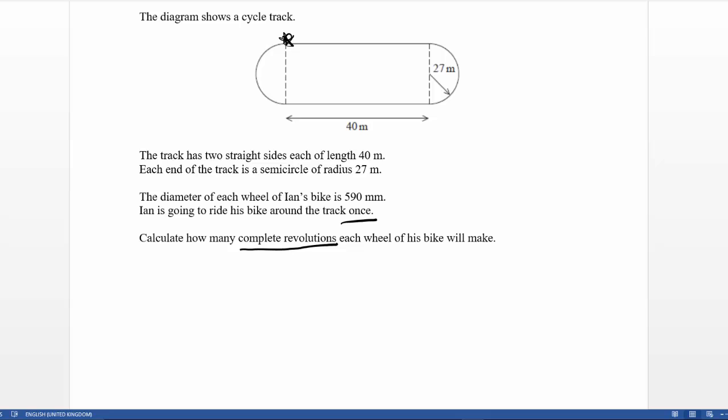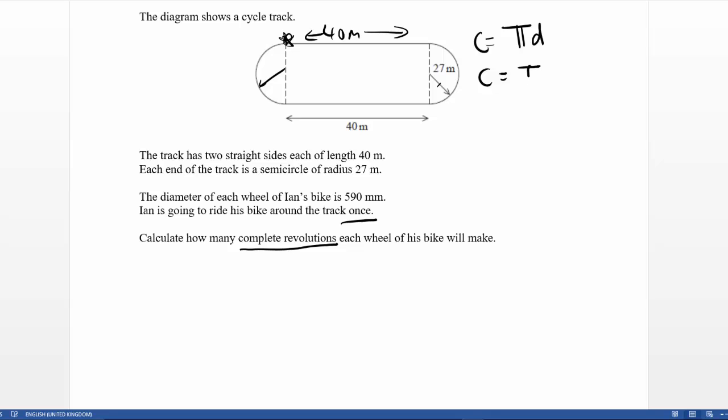So let's begin. We know this length is 40. We know that length is going to be 40. Nice and easy. Because we know the radius is 27 here and the radius is 27 here, if you put the two together, it will be a circle. You need to know pi d is going to equal your circumference. So the circumference of both the semicircles is going to be this here.